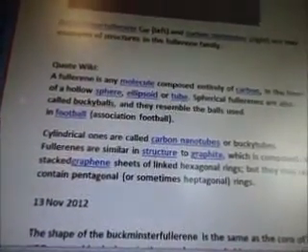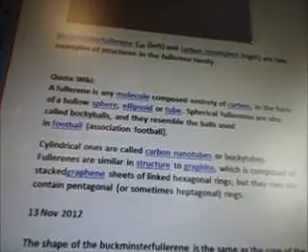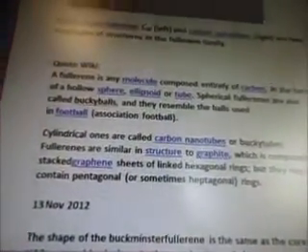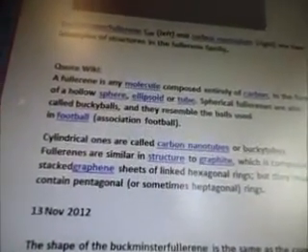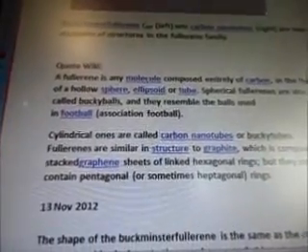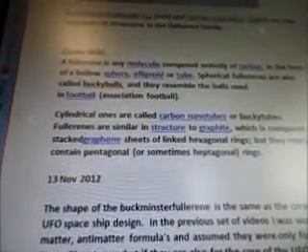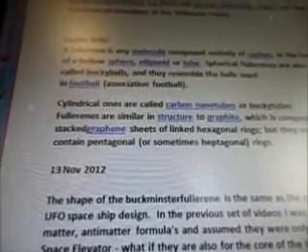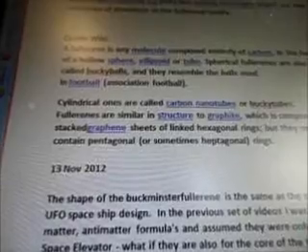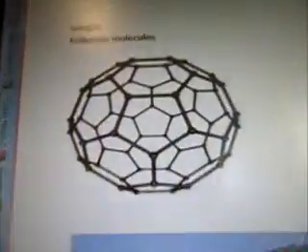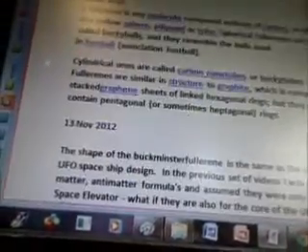So quote from Wiki, a fullerene is any molecule composed entirely of carbon in the form of a hollow sphere, ellipsoid, or tube. Spherical fullerenes are also called buckyballs, and they resemble the balls used in football, associated football. Cylindrical ones are called carbon nanotubes or bucky tubes. Fullerenes are similar in structure to graphite, which is composed of stacked graphene sheets of linked hexagonal rings, but they also contain pentagonal or sometimes heptagonal rings. So we're looking at the heptagonal ring shape. That's what we want to make for the core of the spaceship.